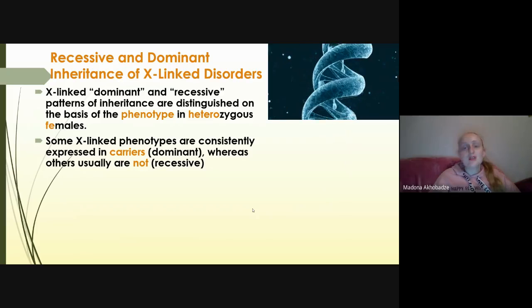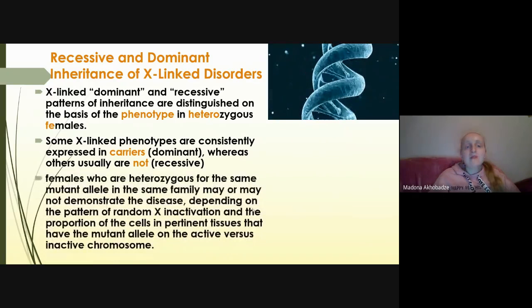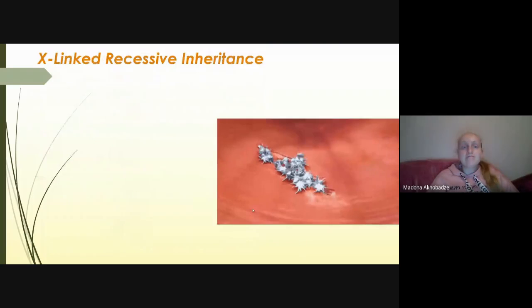When it's not, it's said to be recessive, right? Females who are heterozygous for some mutant alleles in the same family may or may not demonstrate the disease, depending on the pattern of the random X inactivation. Just remember the case of Duchenne muscular dystrophy. If the majority of the disease X is inactivated, we won't have the expression of the disease, okay? Because the other healthy one, which is active, will cover up for the inactivated disease one, okay?